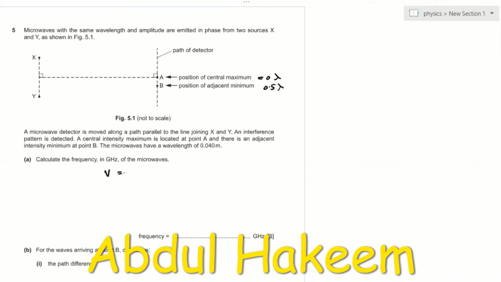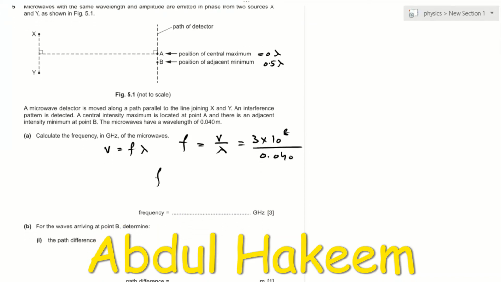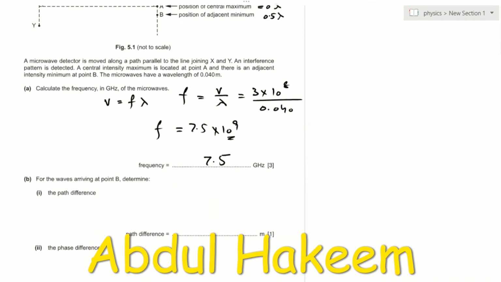So we will write v is equal to f lambda. f is equal to v divided by lambda. Microwave travels with the speed of light, 3 times 10 power 8, and the wavelength is 0.040. So this frequency is coming 7.5 times 10 power 9. So just 10 to 9 is giga. So we will write here 7.5.